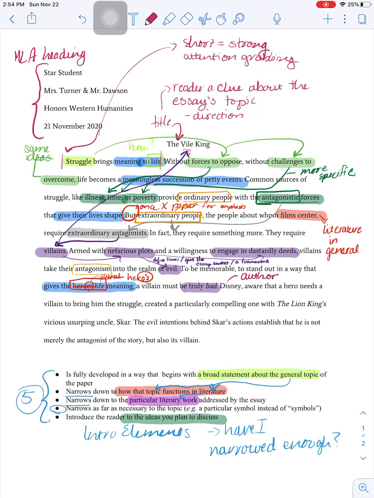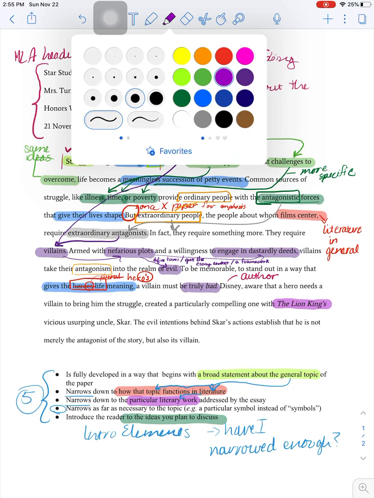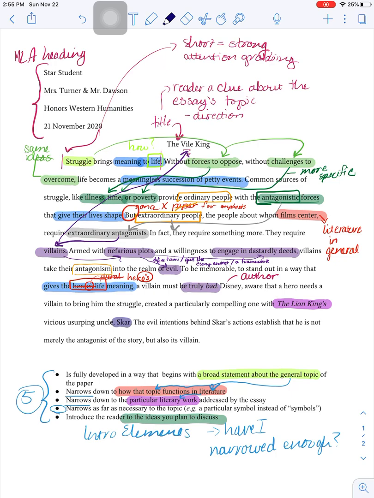Disney, aware that a hero needs a villain to bring him the struggle, created a particularly compelling one with The Lion King's vicious, usurping uncle, Scar. Now, isn't that the most fun sentence ever? Vicious usurping uncle. It sounds so exciting. So we have here narrowing down to the particular literary work. We've done that right here, The Lion King. And we have narrowed down from villains to Scar. So that's what we see here: it narrows as far as necessary to the topic. We didn't just stop at villains, we stopped with Scar.